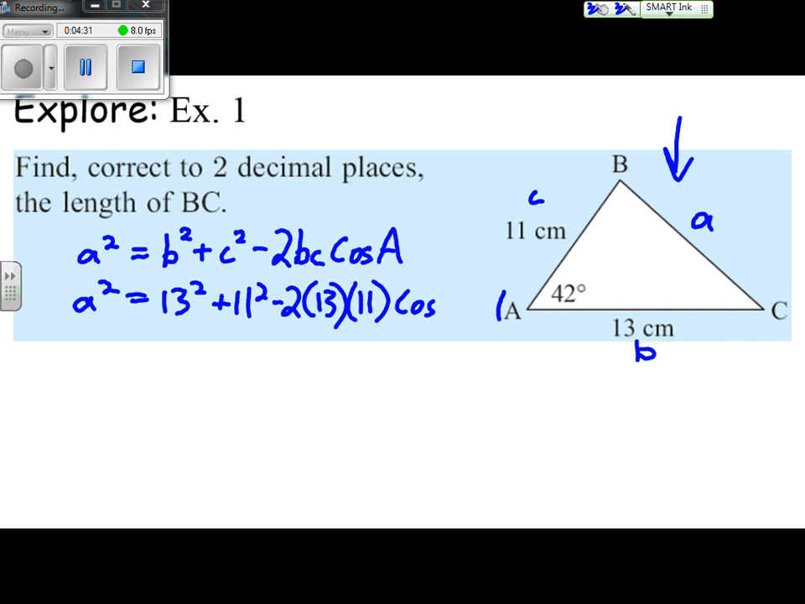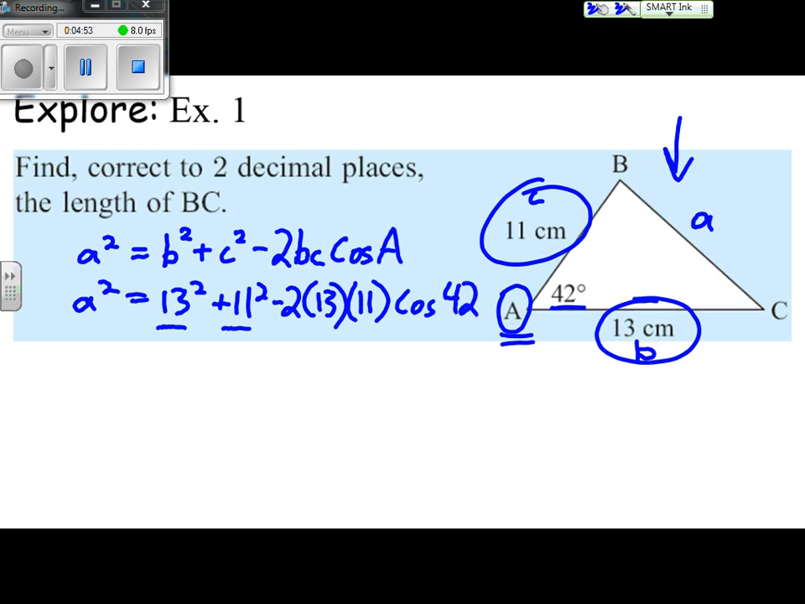Angle A is labeled nicely here, but as we said on the last slide, the important thing is it's the angle that's included with the two sides that we mentioned. Which two sides do we mention? 13 and 11 got used twice here. The 13 is here, the 11 is here. What is the angle that those two sides form? That is angle A, which has a measure of 42. So cosine of 42. Just like before in our trig ratios, you can only take the cosine, sine, or tangent of an angle. So cosine of 42.